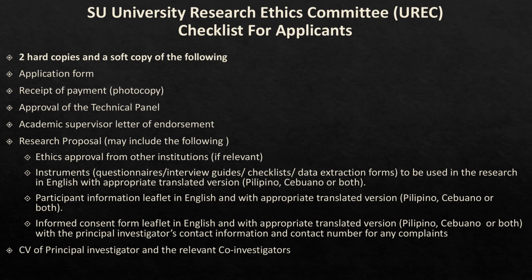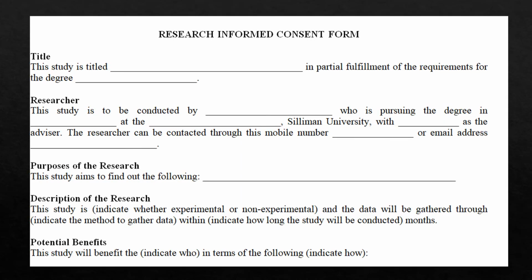So these are the Silliman University UREC checklist for applications, and your advisors have probably given you this, and make sure that you accomplish this maybe after you finish your colloquium. This will probably happen sometime in January. This is an example of a research informed consent form, and you will have to fill up the details. And this consent form was provided by the SU UREC, so your advisor could provide this form for you.